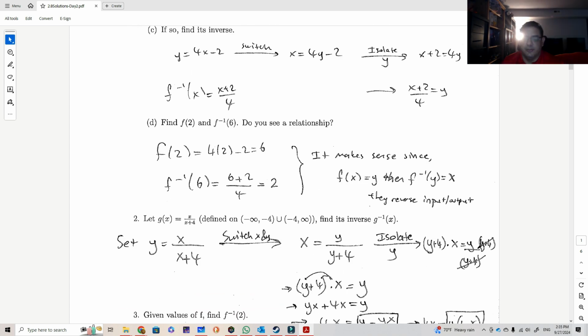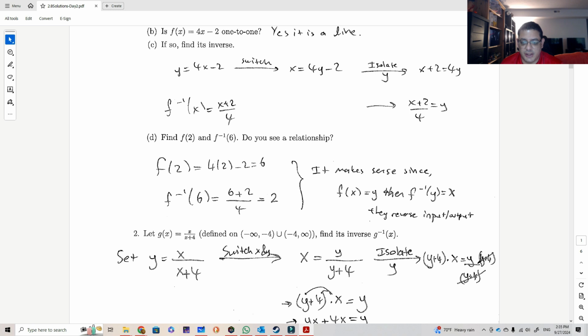Question number 2 says, okay, so let g of x be x over x plus 4. And clearly this is defined on minus infinity to minus 4 union minus 4 to infinity, since this cannot be 0 in the denominator, so x cannot be minus 4. We want to find the inverse here. And so we do what we always do. First, we switch x by y, and then we're trying to solve and isolate for y.